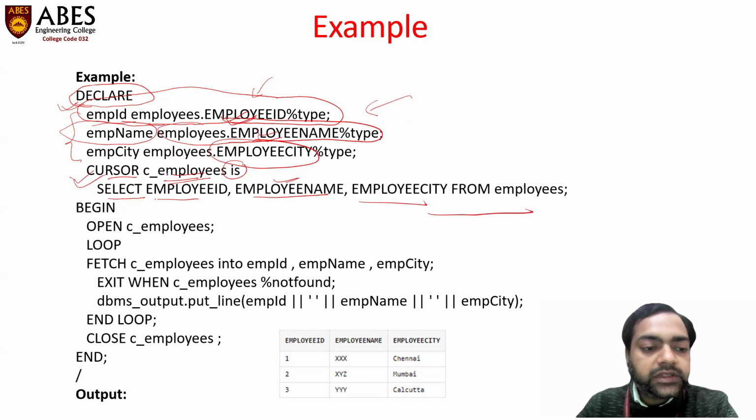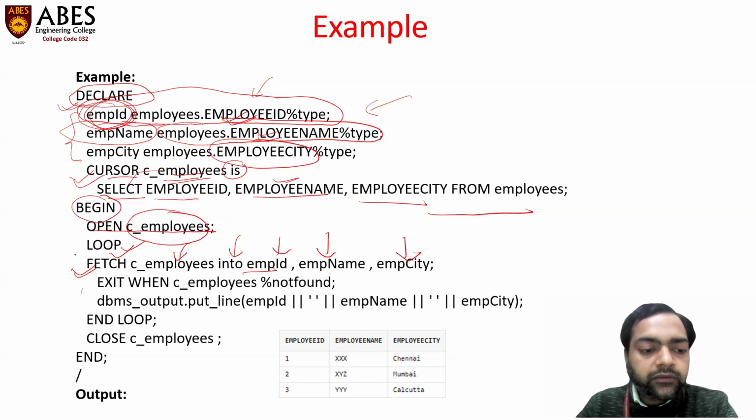Now we start with the begin section. So in begin section, first of all, we need to open the cursor. So open with the cursor name. Now we start the loop here, and how to fetch the information? We need to fetch with the fetch keyword. What after fetch? We need to provide the cursor name into what values? EMP ID, which we have given here. You can see which we have given here, right? Okay, so into employee ID, into employee name and into employee city, right?